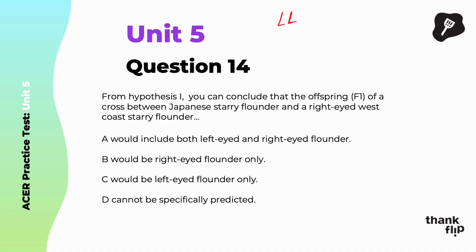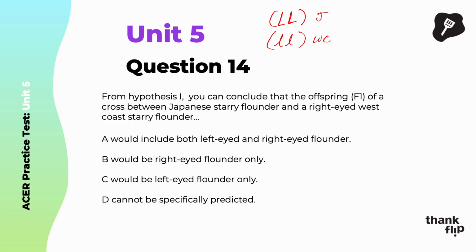And we're given LL as the genotype. The other part of the hypothesis is that the West Coast fish, so from the United States, are homozygous for an allele that is neutral. It could be either or. There's no influence on whether they will be left-sided or right-sided, which means there's going to be a 50% chance of either. Okay? So this is the West Coast, and this is the Japanese.